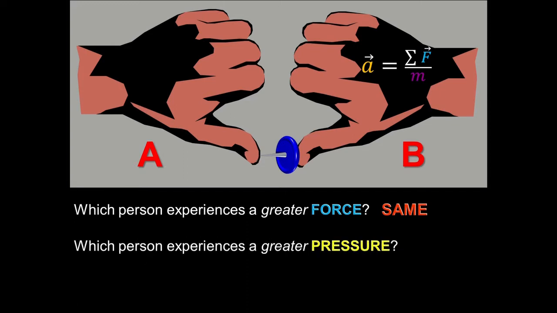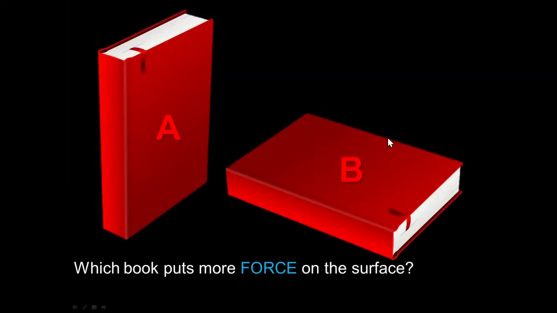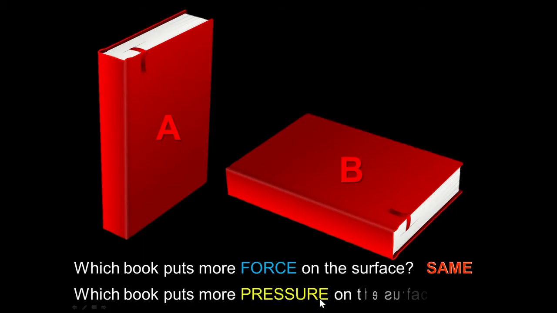The question now is, which person experiences a greater pressure? And that would be A, because the force that is applied to A is over a much smaller area. And if I had these two identical books, and the question is, which one puts more force on the table? Well, if they weigh 5 pounds each, they both put 5 pounds of force on the table. So the same amount of force. But now the question is, which one puts more pressure on the surface? The one that touches in a smaller area.